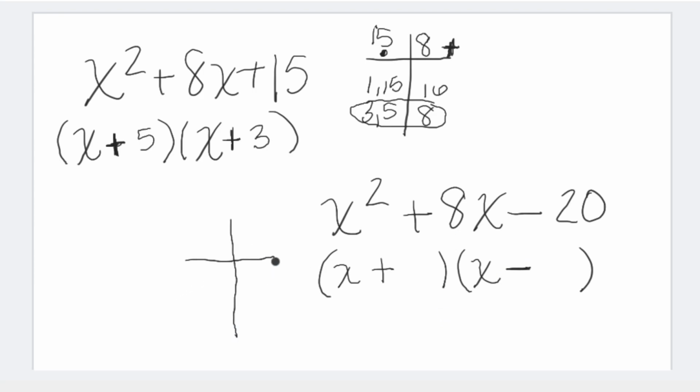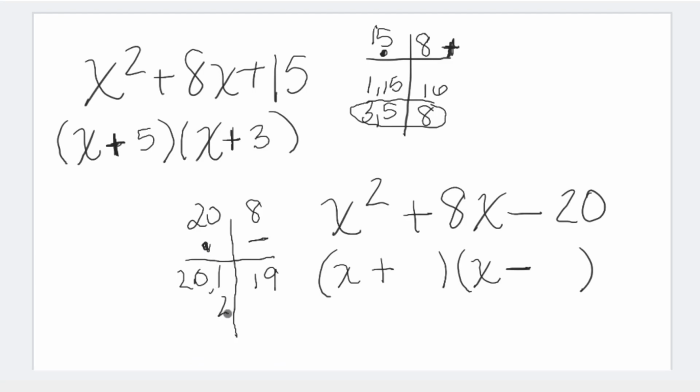So when I make my t-table, I still am looking for what multiplies to make 20. But because my choice sign is a minus, I'm subtracting to make that 8. But I do the same thing. So 20 divided by 1. But when I subtract, I get 19, 20 and 1.